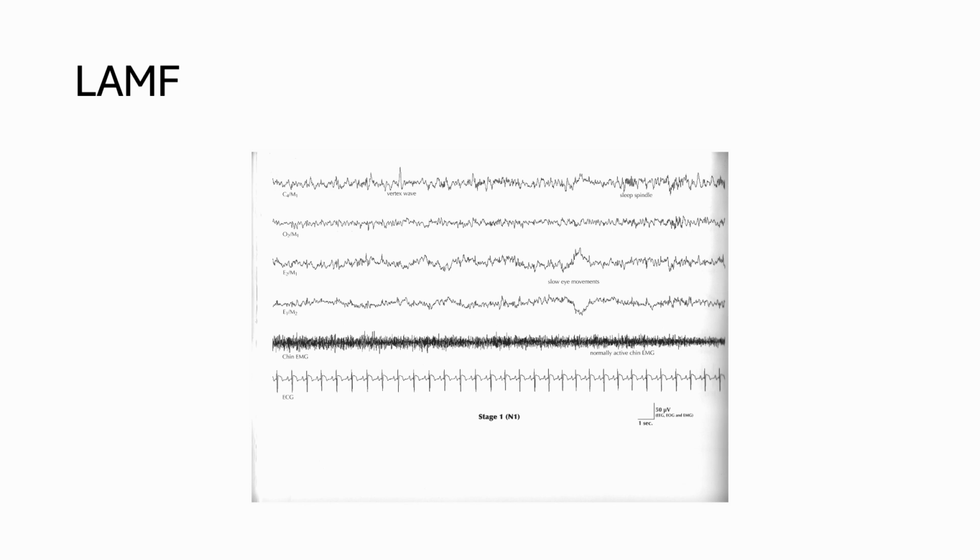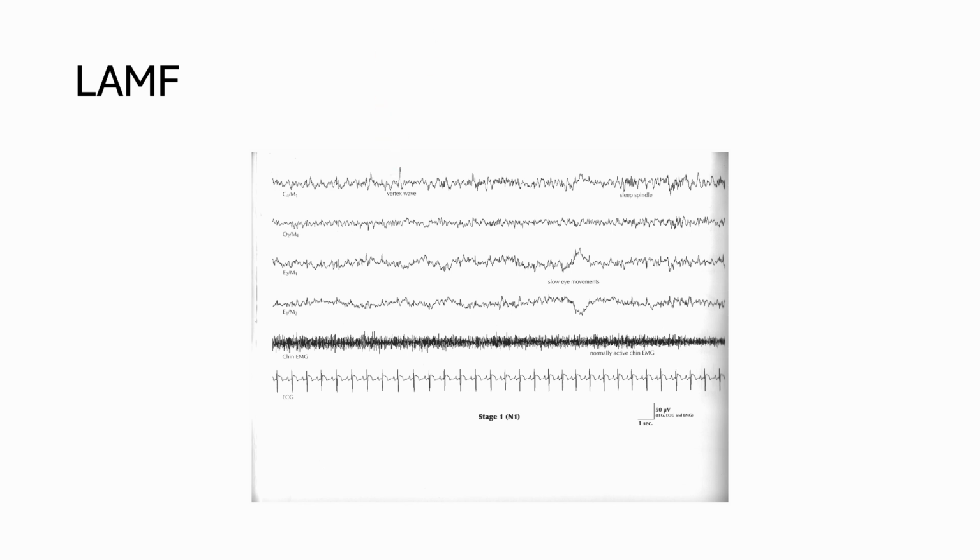This is another example of LAMF. It's in a younger child. They have LAMF, but it's not as low amplitude, but that's to be expected because kids' waves are huge. There's also a nice vertex sharp wave right there.